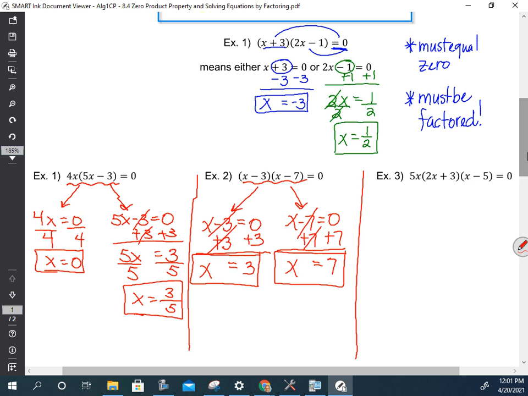It's not hard, but you're going to do a little work. There's nothing wrong with doing work. Any questions on examples 1 and 2 before you do example 3 yourself?